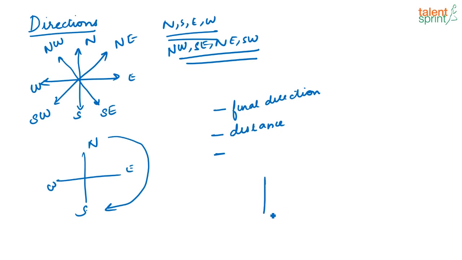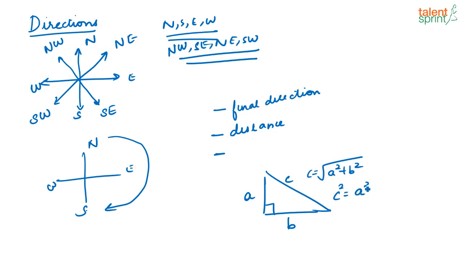Many times the Pythagoras theorem that we learn is very useful. What is the Pythagoras theorem? If you take a right angle triangle, if this side is A and this side is B, the hypotenuse is nothing but root of A squared plus B squared. Or I can say, if the hypotenuse is C, C is equal to root of A squared plus B squared, or C squared is equal to A squared plus B squared. So this also comes in handy while solving a lot of questions from this topic.